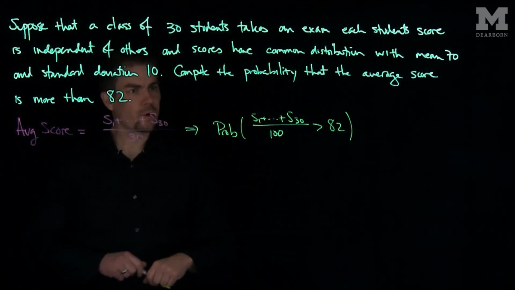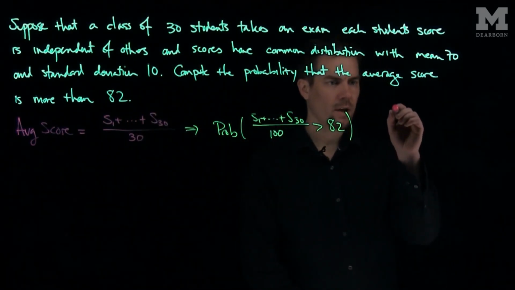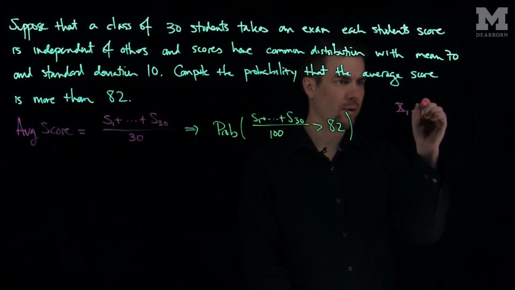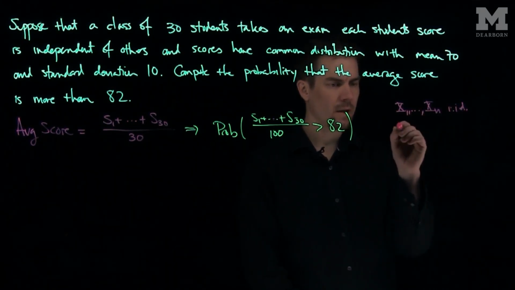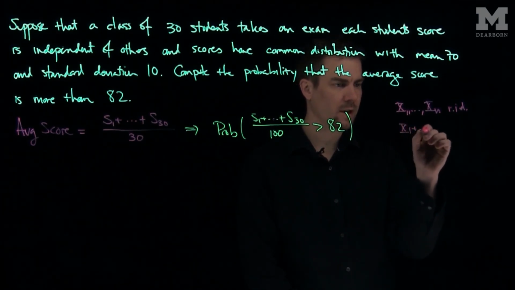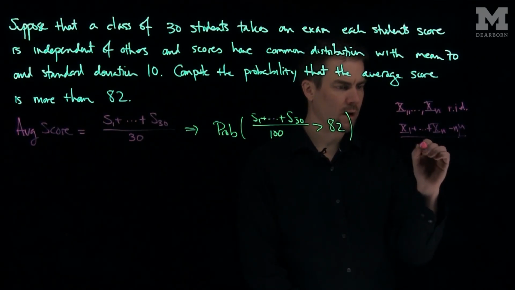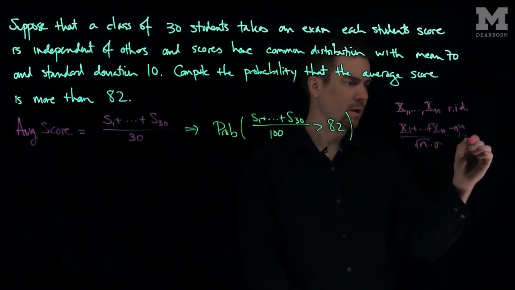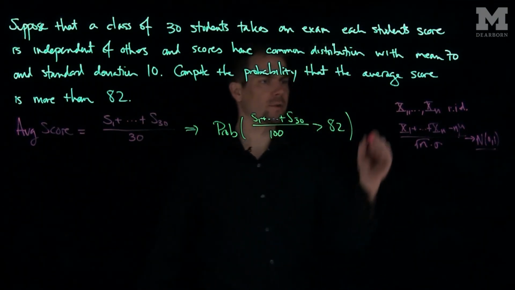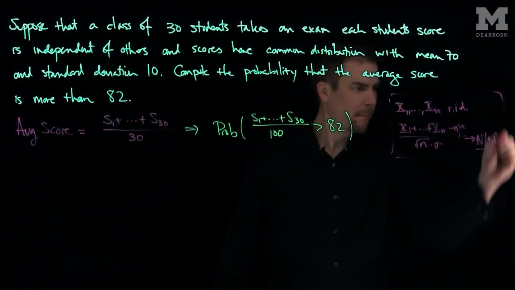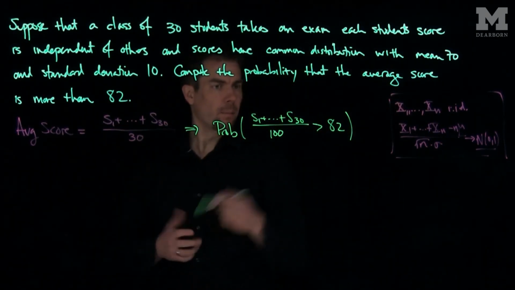We'll try to apply the central limit theorem, which, if we recall, states that if you have X1 through Xn iid, then (X1 + ... + Xn minus n times mu, the common mean) over square root of n times sigma approaches a normal 0-1 distribution. That's our central limit theorem. So we need to put this problem into this form.